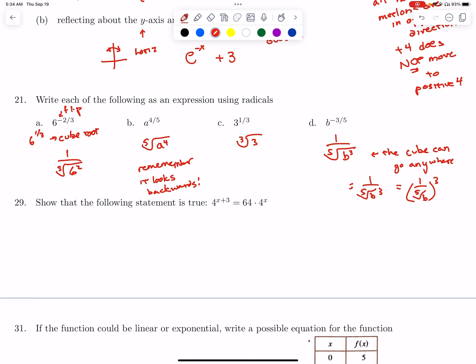Okay, so 4 to the x plus 3, remember that that is the same as 4 to the x times 4 to the third. Four cubed is 64. And we can do the commutative property of multiplication. Let me just do a dot instead of a big times sign.